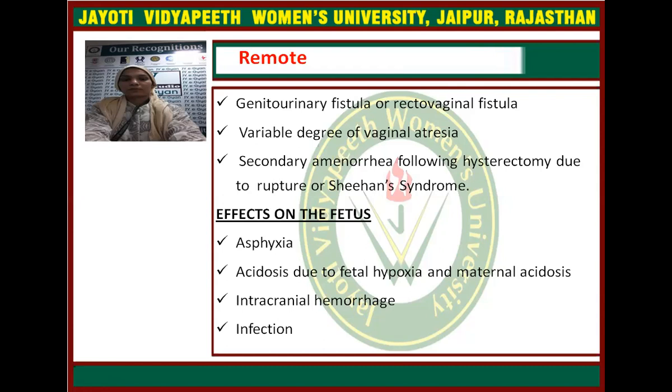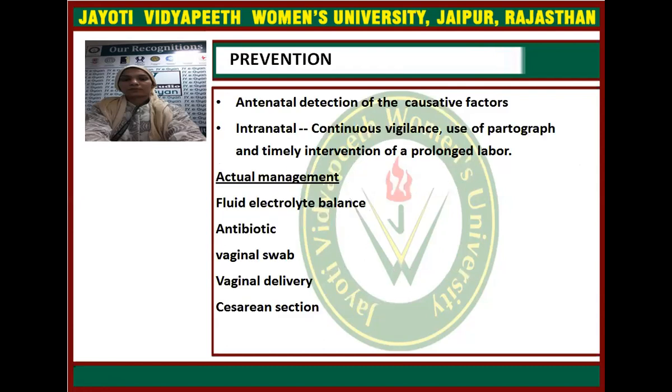Intracranial hemorrhage is due to supermolding of the head leading to tear of the tentorium, or traumatic delivery. Infection might be present, and there may be much increased perinatal loss because of the obstructed labor.